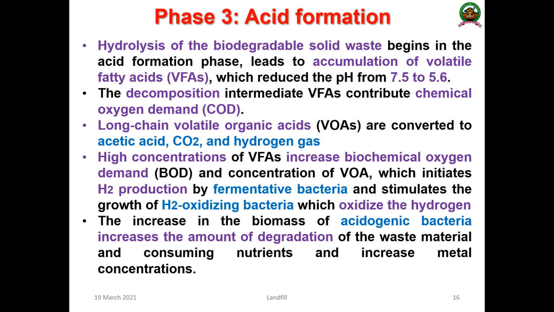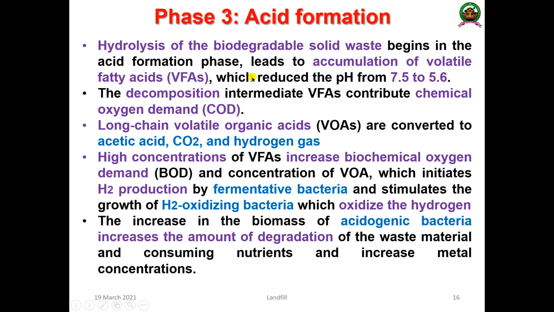Whatever biodegradable solids are present in the waste material will undergo hydrolysis, and acid formation will take place. That leads to the accumulation of volatile fatty acids, which reduce the pH from 7.5 to slightly acidic, that is 5.6. Due to this acid formation, the pH will decrease.